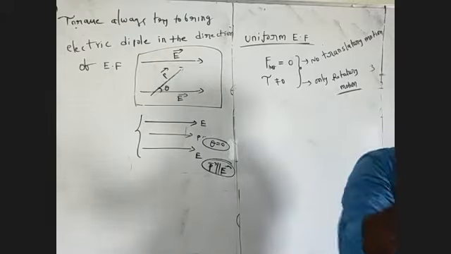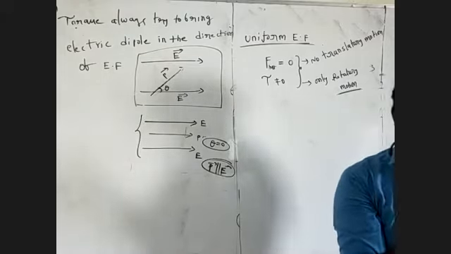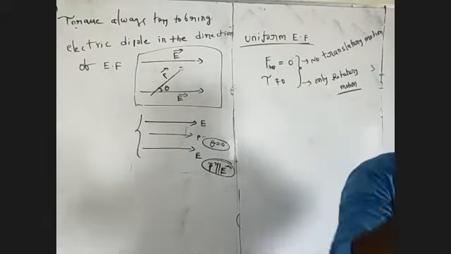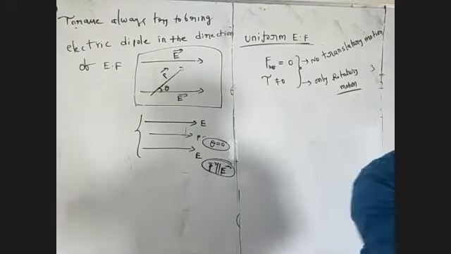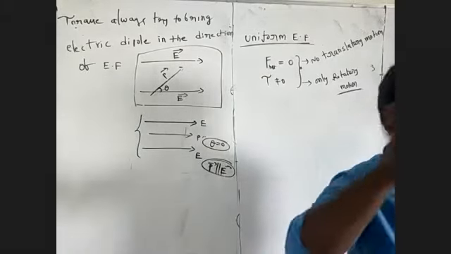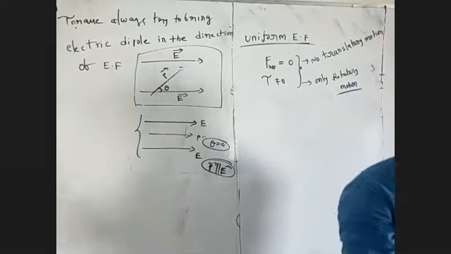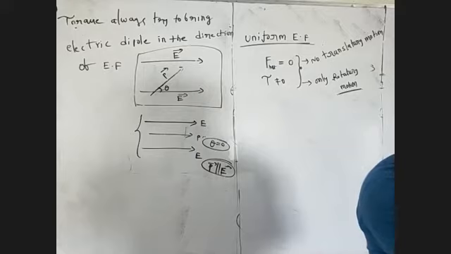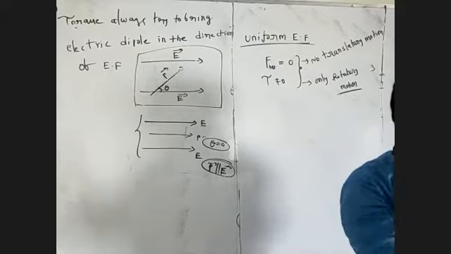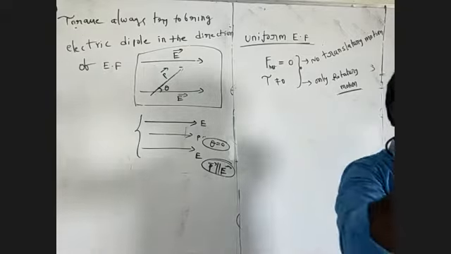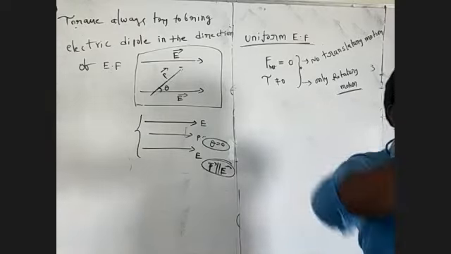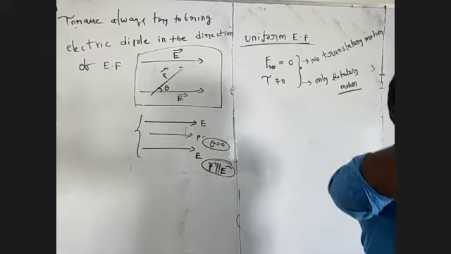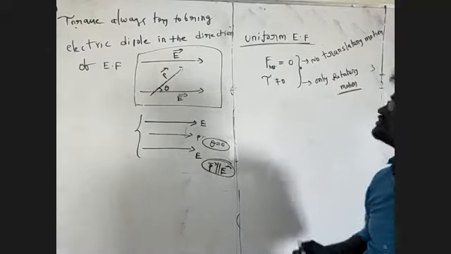The dipole is placed in a uniform electric field. It is not moving in this direction, not upward, not downward, because that would be translatory motion. But the dipole placed in a uniform electric field is rotating in this direction, because this is the turning effect.